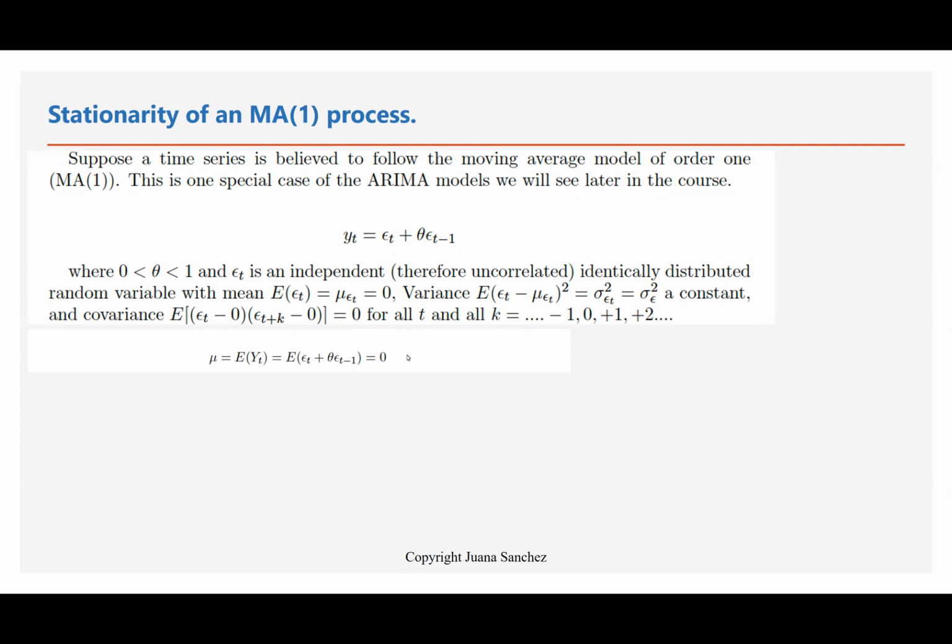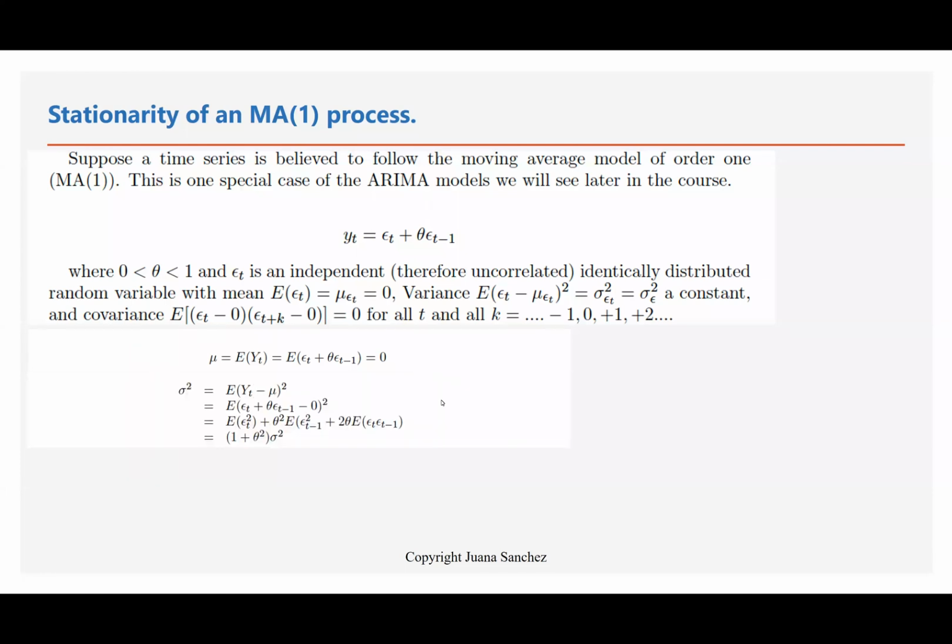Remember the formula we just saw as review of a probability class: the expectation of a linear function is the linear function of the expectation. So this term will be the expected value of epsilon sub t, which we say is 0, plus theta times the expected value of epsilon t minus 1. Since the expected value is 0 for any epsilon sub t, that's going to be true for epsilon sub t minus 1. So the expectation is 0.